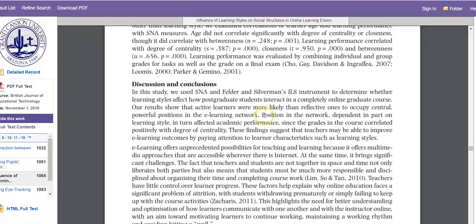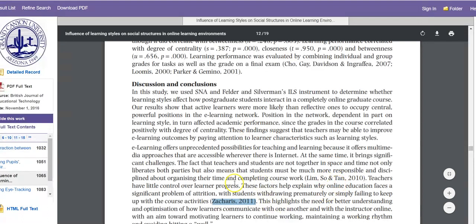Quick example. So as I'm reading through this paragraph, I notice this part. Position in the network depended in part on learning style, in turn affected academic performance since the grades in the course correlated positively with degree of centrality. So that could be something that I could use. These findings suggest that teachers may be able to improve e-learning outcomes by paying attention to learning characteristics such as learning style. So that's a huge thing that they found in 2016. Notice how there's nothing cited on it, okay? Because these citations are just saying, this is what we found in comparison to 2010 and 2011.